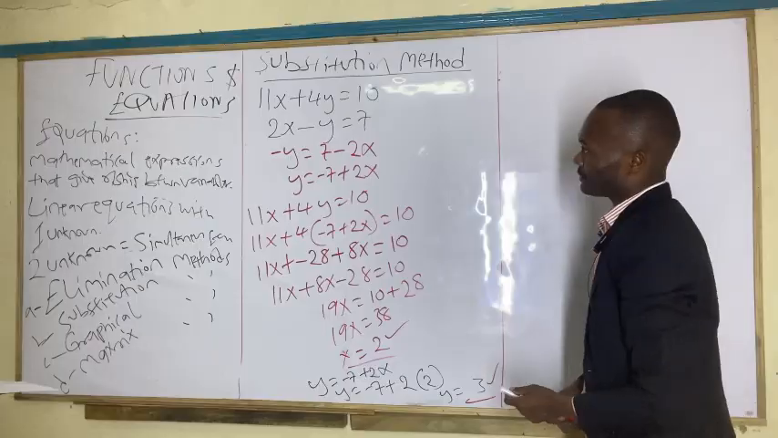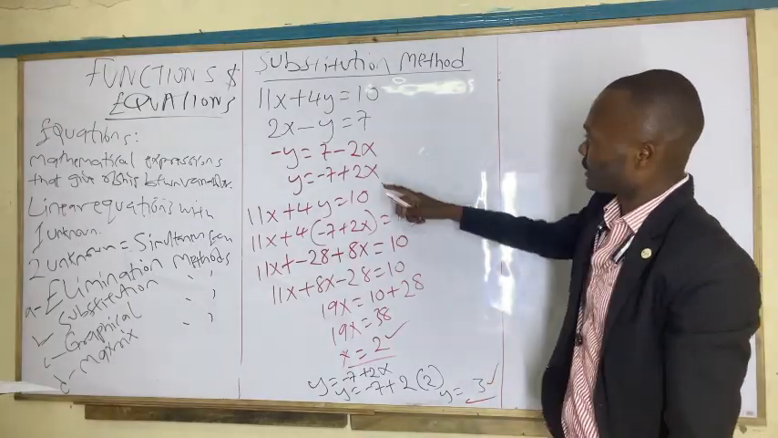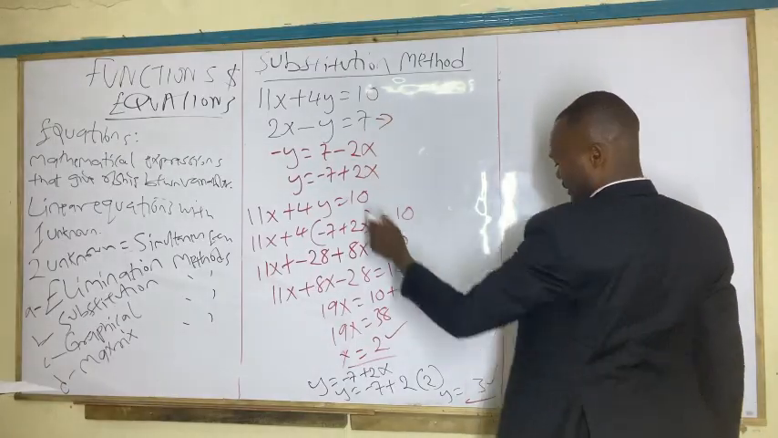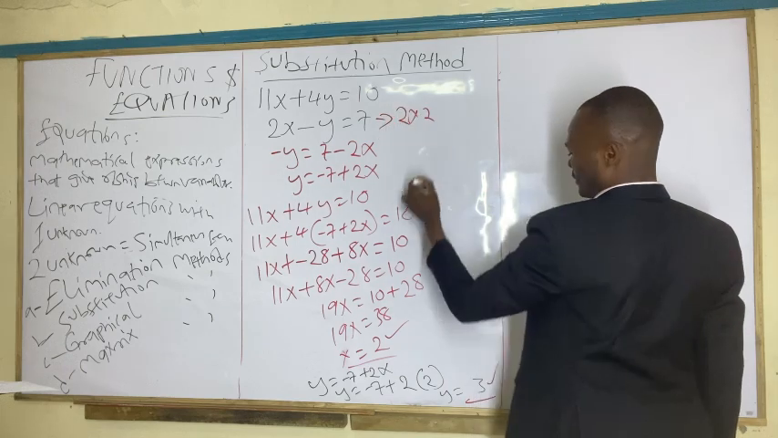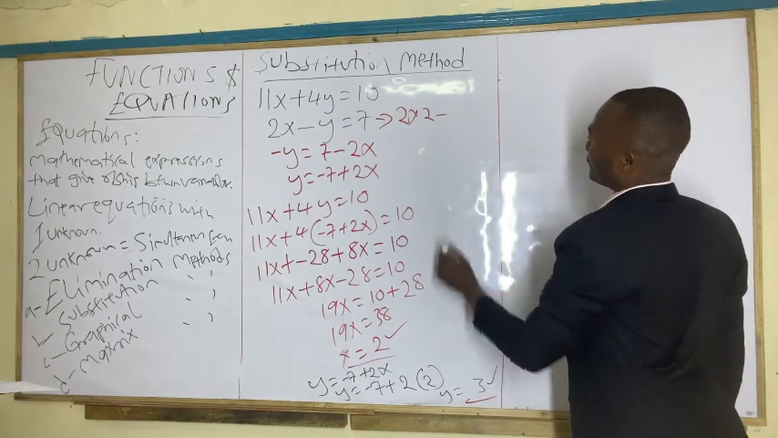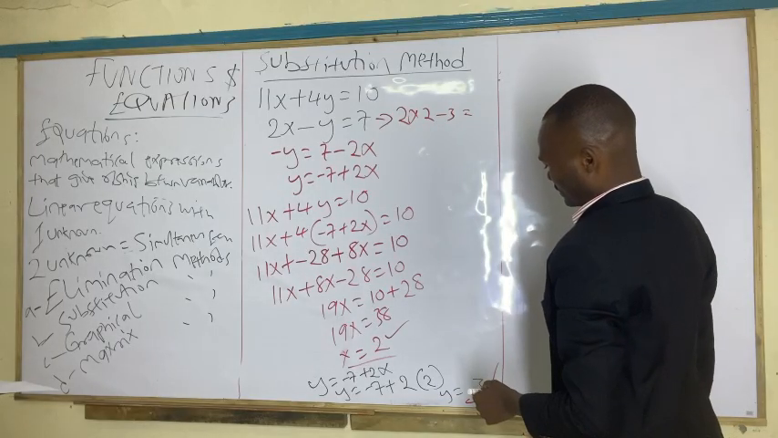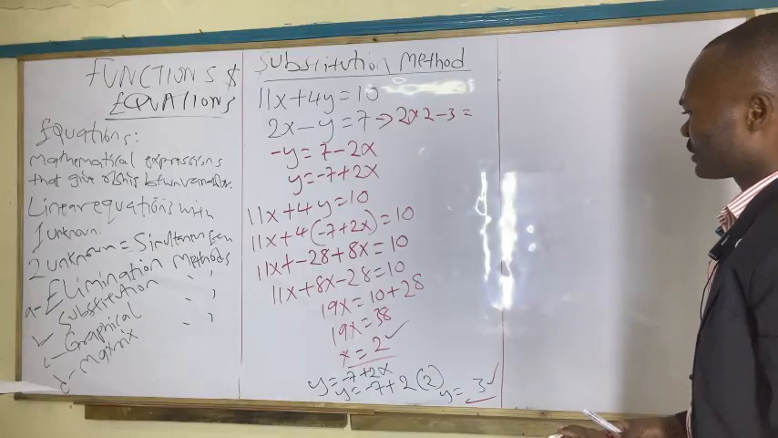We can say to confirm. Let's confirm. X is a 2, y is a 3. So let's confirm to know whether they were right. So x is a 2. So you can say 2 times 2 minus 3. 2 times negative x.